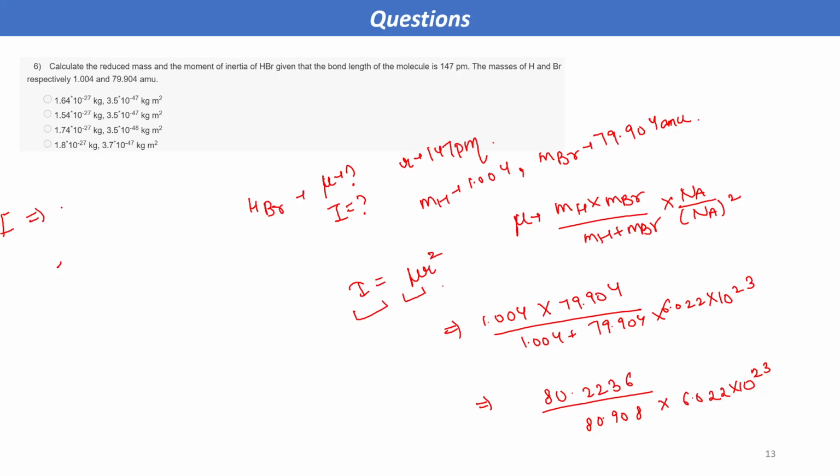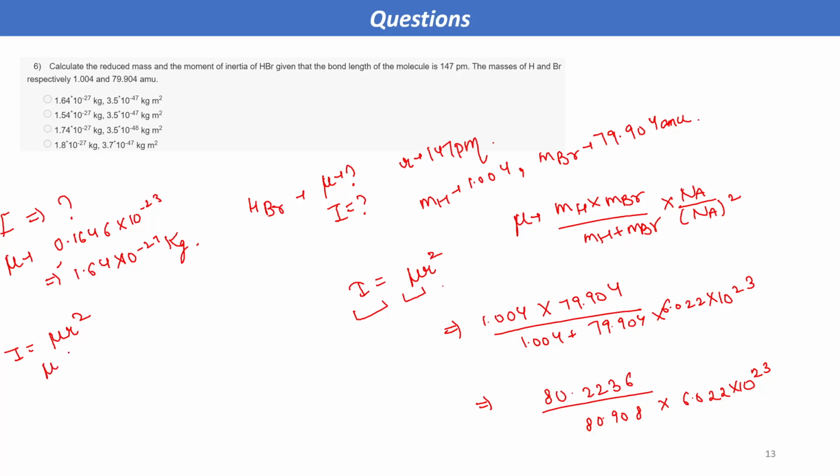Now the moment of inertia, what to calculate now? So what will be the value of reduced mass? It will be 0.1646 into 10 raised to minus 23. Then we convert it to 1.64 into 10 raised to minus 27 kg. So this is the value of reduced mass, and we know that I equals mu r square.